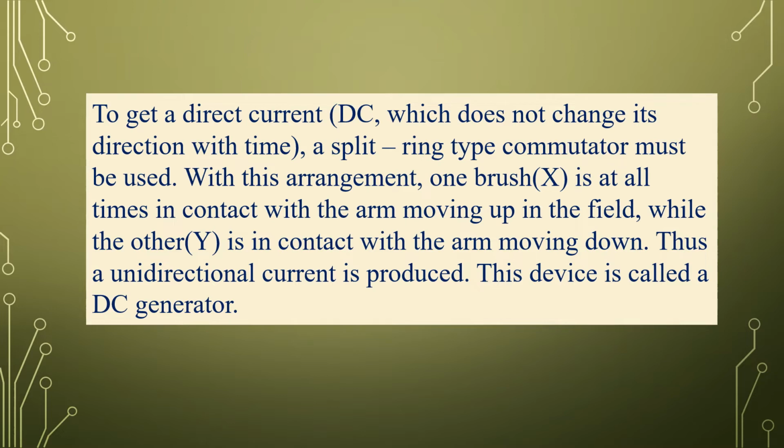So here, one brush, that is X, is at all times in contact with the arm which is moving up in the magnetic field, while the other brush Y is in contact with the arm which is moving down in the magnetic field. Therefore, we will get a unidirectional current in the external circuit. That means the direction of current will not be changing. This device is called a DC generator.